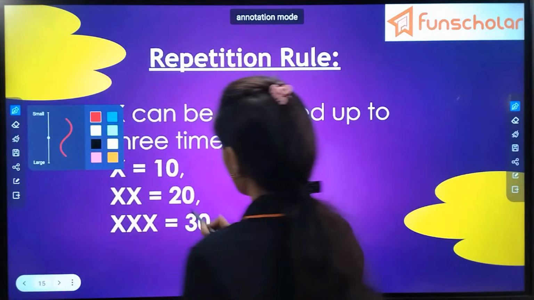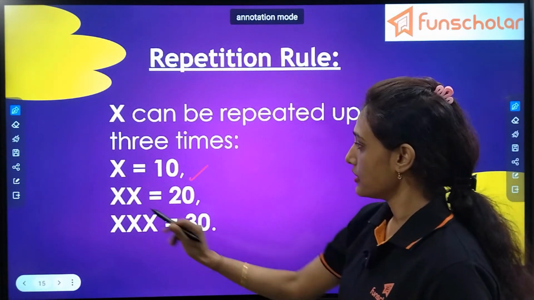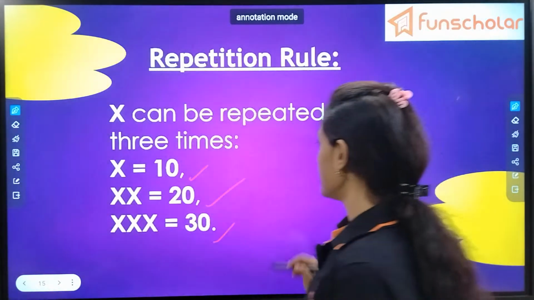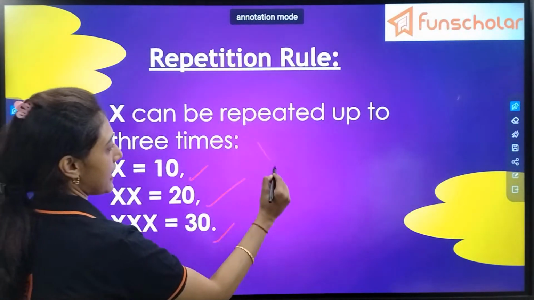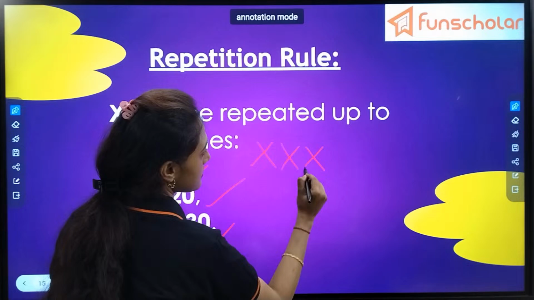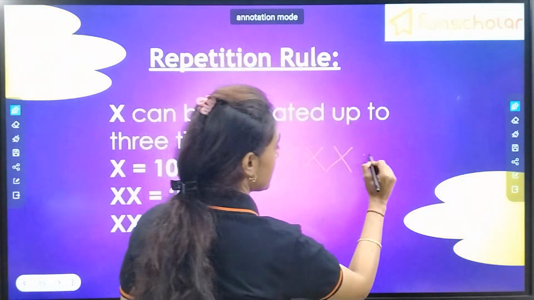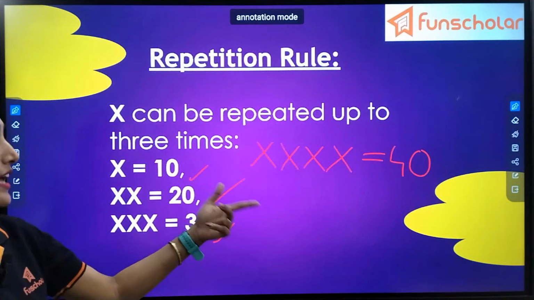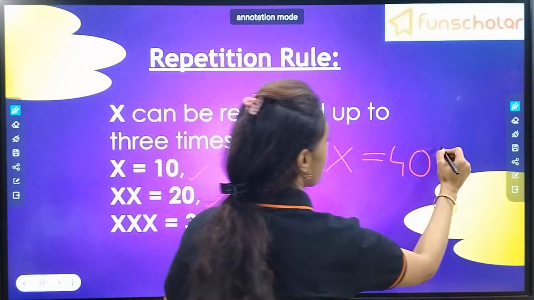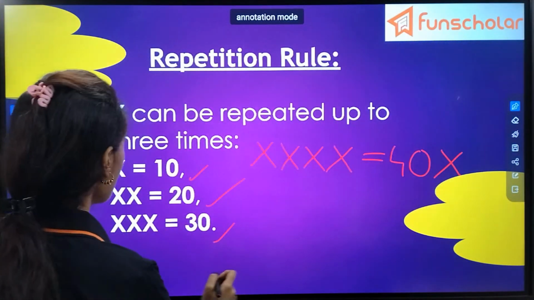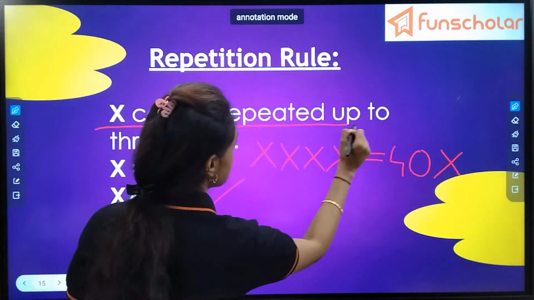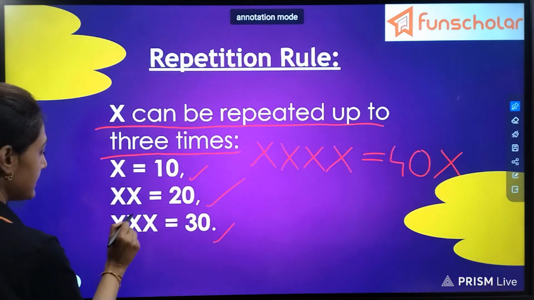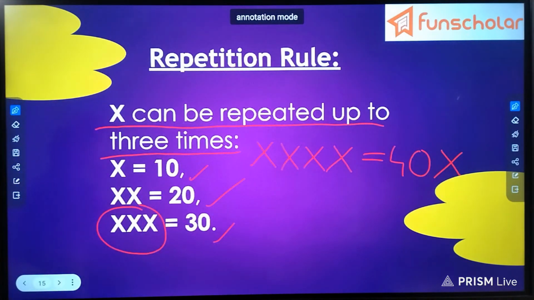Now, X. 1 X represents 10. 2 X represents 20. 3 X represents 30. But if I write XXXX equal to 40, is it right according to you? No, it is not right. This cannot be written. Why? Because X can also be repeated up to 3 times only. So you can write X up to 3 times just.